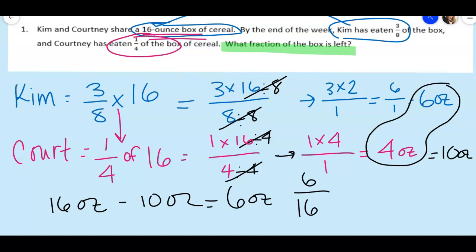And you might notice too that I can still simplify this because I know that 2 goes into 6 and I know that 2 goes into 16, which gives me 6 divided by 2 is 3, 16 divided by 2 is 8. So the final reduced simplified answer is 3/8.